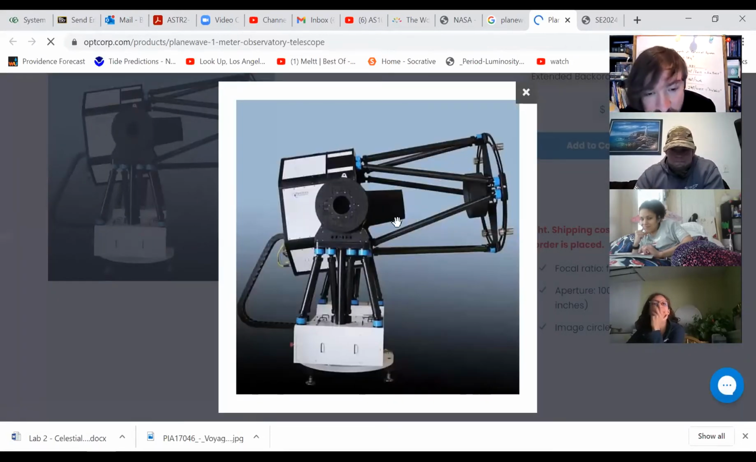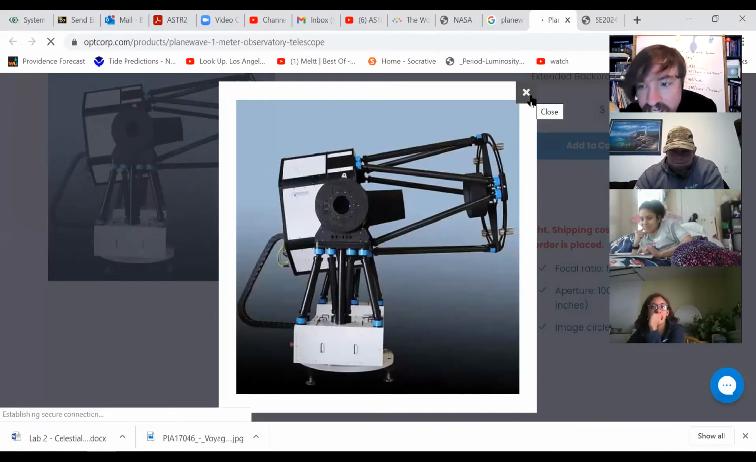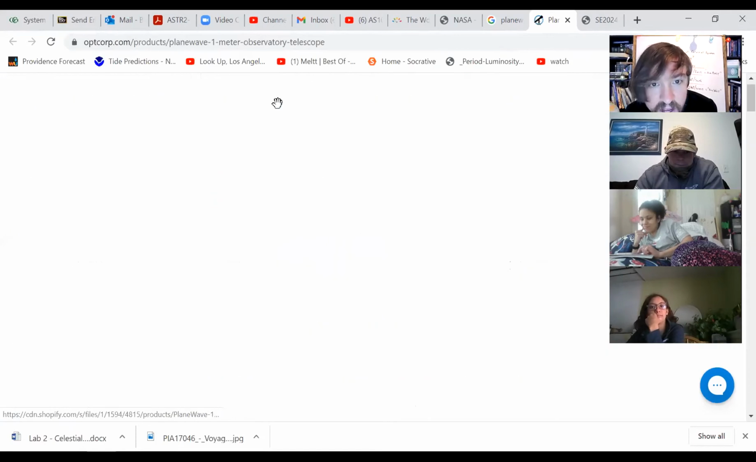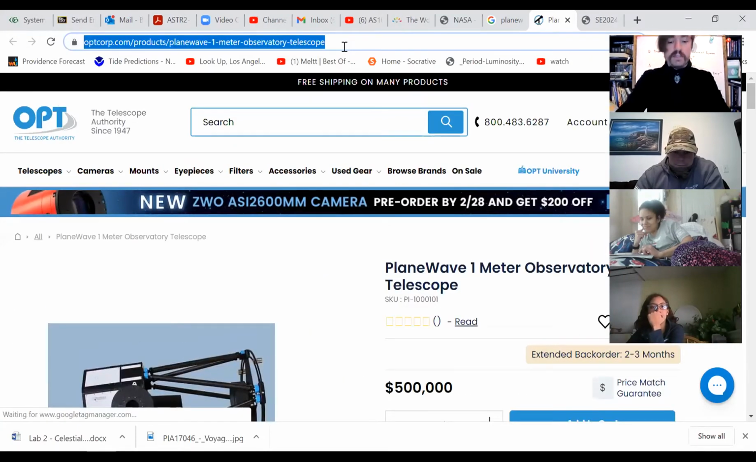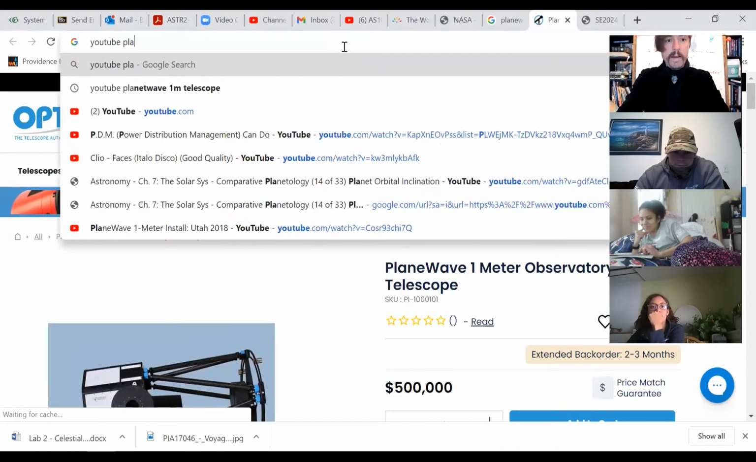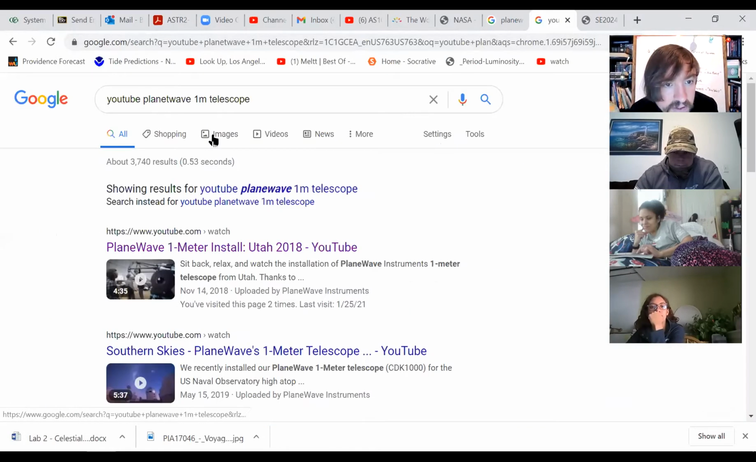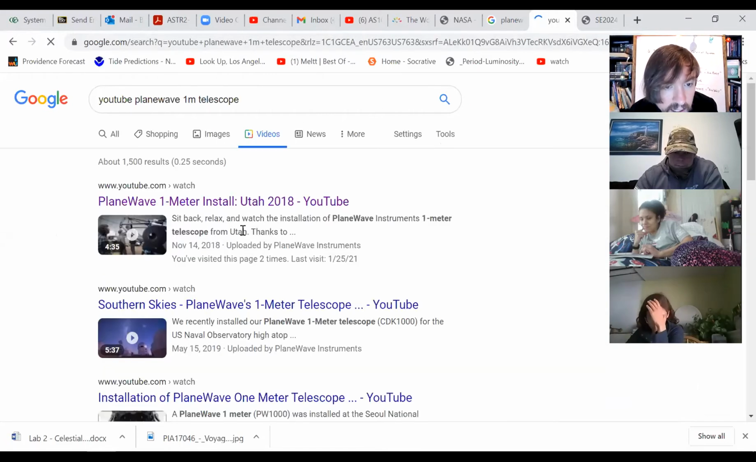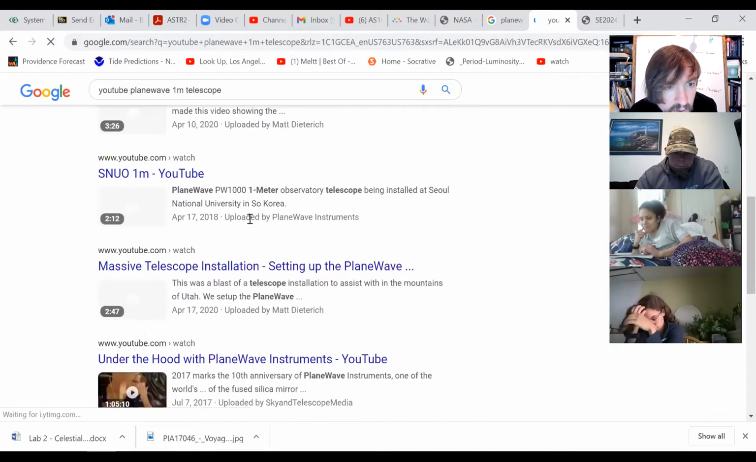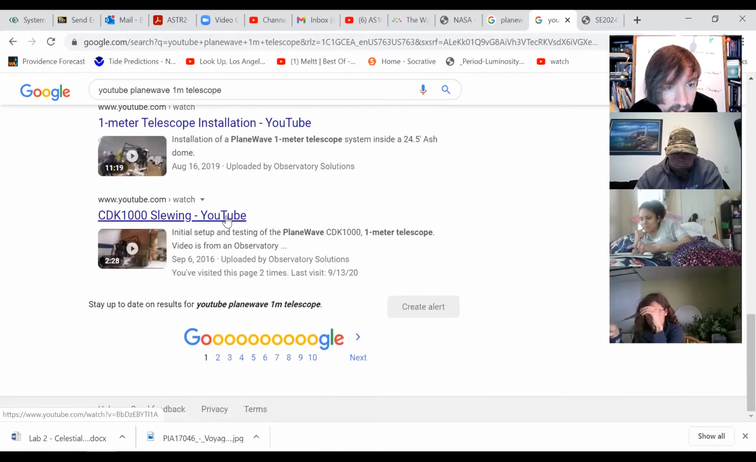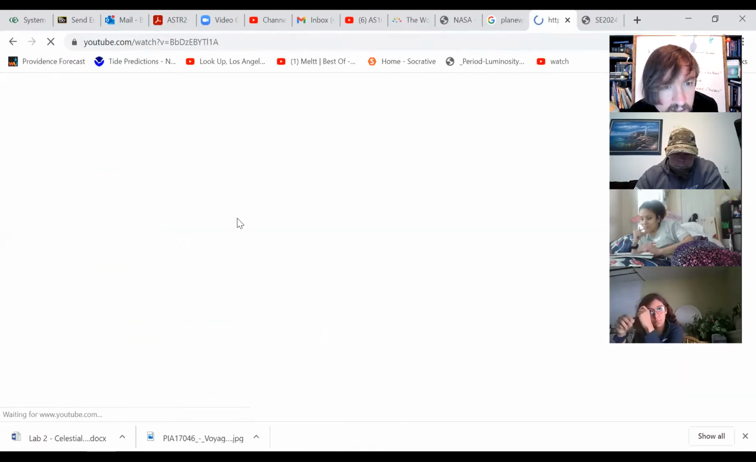And you can see here that this piece of gear uses an alt-az mount. It uses the altitude and the azimuth system. Let's see if we can find a video. I think there's a video on YouTube, PlaneWave 1 meter telescope in the room slewing around. I just want to show you this. It's in their clean room here. Oh yeah, here we go. So check out how this bad boy works.